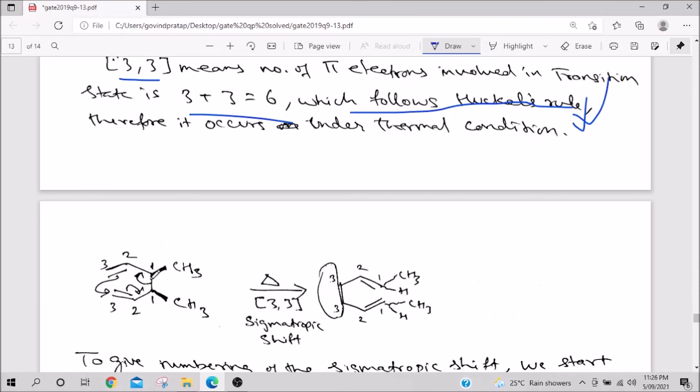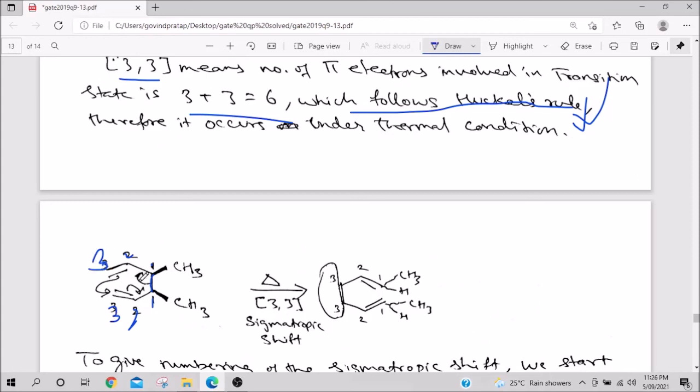Now, why it is 3? Basically, what happens is this bond opens up here, this bond comes here and this bond comes here. So, what you are doing is you are breaking the bond in between these two. Wherever you break, you start counting on both sides: 1, 2 and 3, and here you also start counting 1, 2, 3.